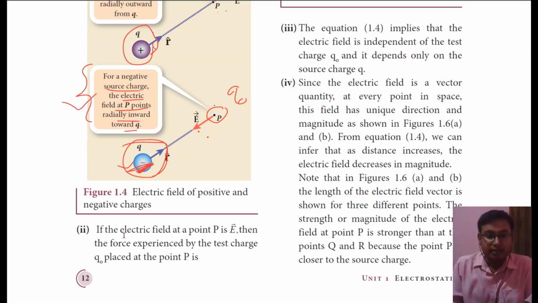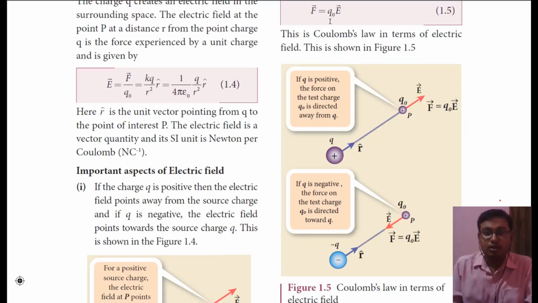Next topic. If the electric field at point P is E, then the force experienced by test charge Q naught placed at point P is given by F is equal to Q naught into E. Here Q naught is the amount of test charge, E is the electric field, and F is the force. This equation is just derived from equation number 1.4. If E is equal to F by Q naught, then F is equal to E into Q naught. This is Coulomb's law in terms of electric field.